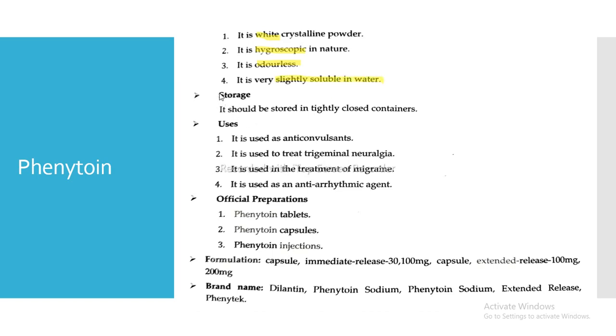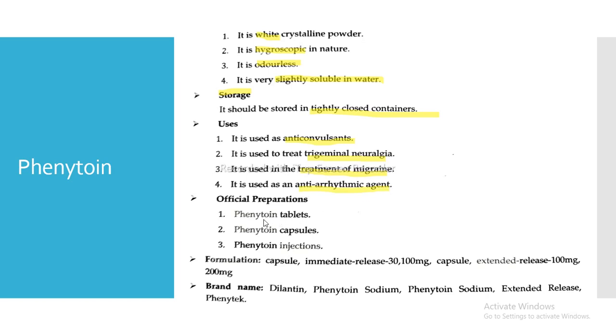Next is the storage condition. It is stored in a tightly closed container. Next are the uses. Very first, it is used as an anticonvulsant. That means it is used to treat abnormal activities of the brain. Next, it is used to treat trigeminal neuralgia. Next, it is used in the treatment of migraine. And the last is it is used as an antiarrhythmic agent.